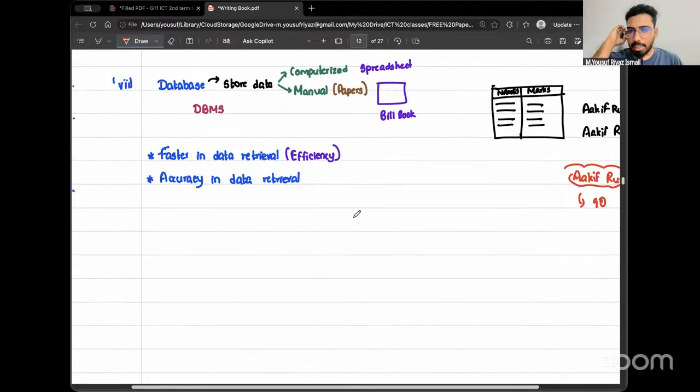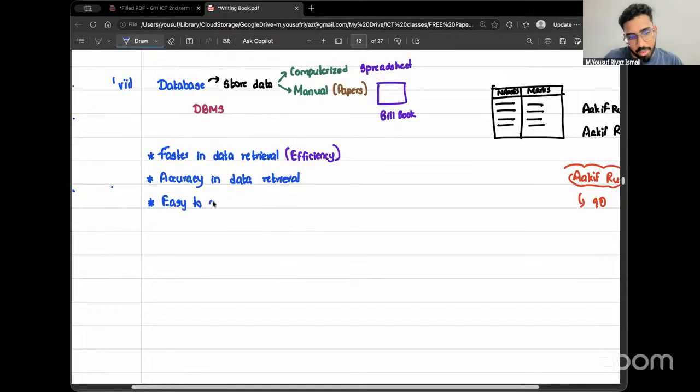Apart from this, certain DBMS, not all the DBMS, but certain DBMS, allow you to share the data easily as well. Okay. So I would not recommend writing easy to share data, but you can write an answer like easy to obtain copies of the data.